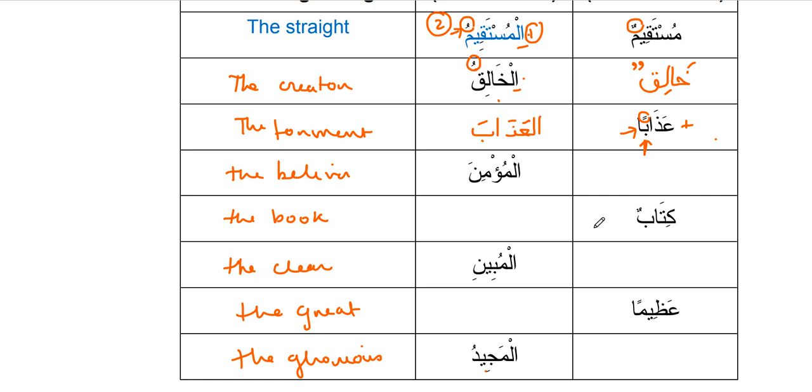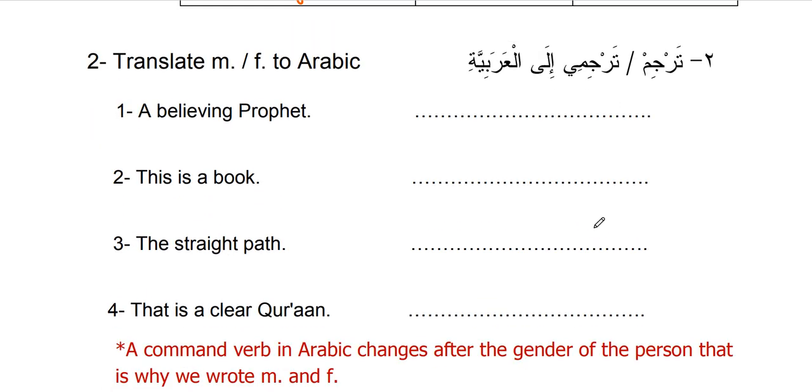Now we come to the next exercise. Tarjim means translate. Tarjimi, it is the command for female. You can see the ya here. Tarjim and tarjimi. Ilal Arabiya, ilal to Arabic. So this is your question in Arabic. So for now they have given it translated into English. So a believing prophet.